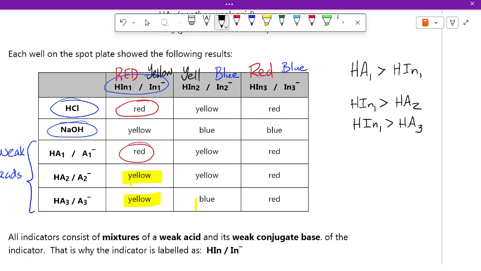Could you go through and make the list for the other ones, your other acids, and then see if you can use that to put them all in order from strongest to weakest?